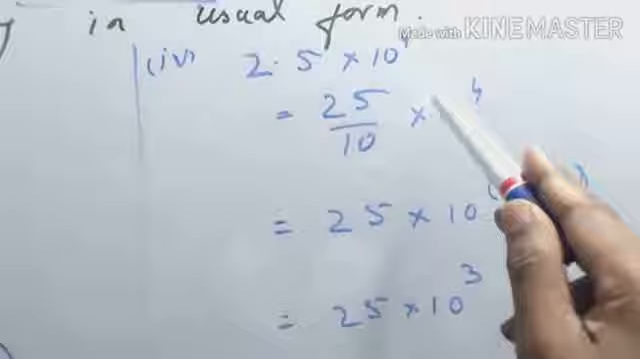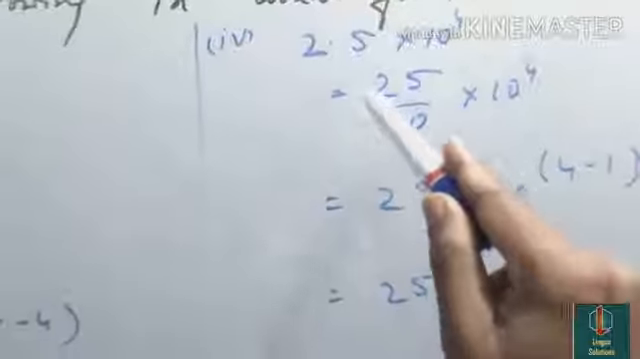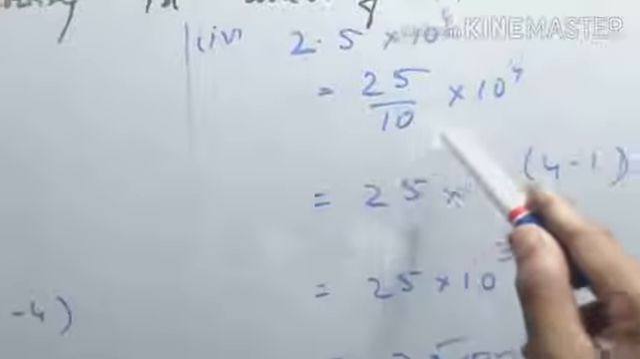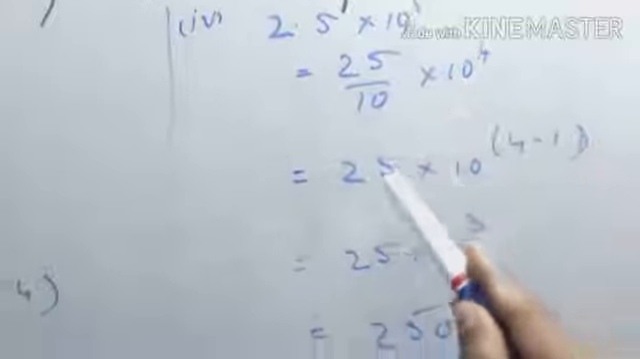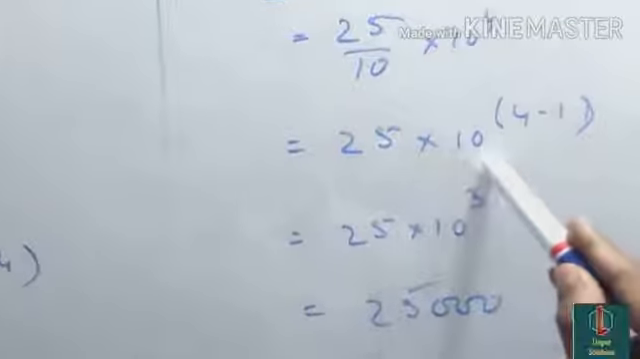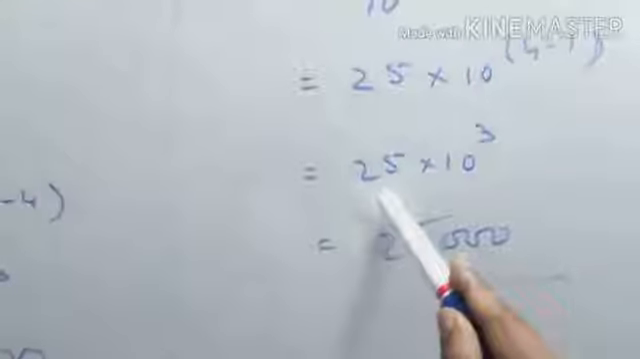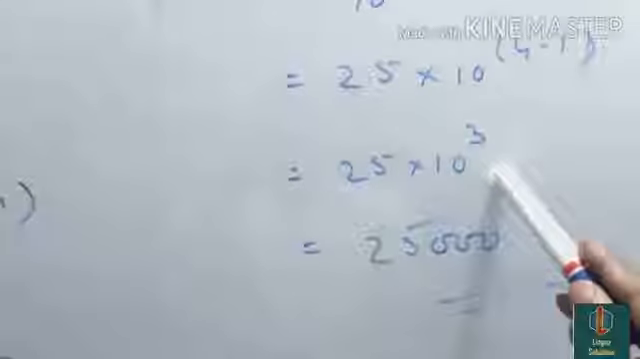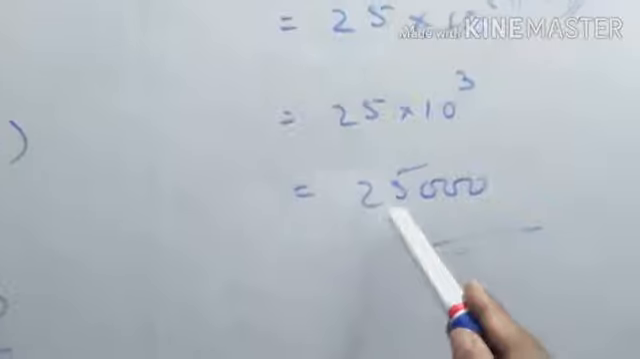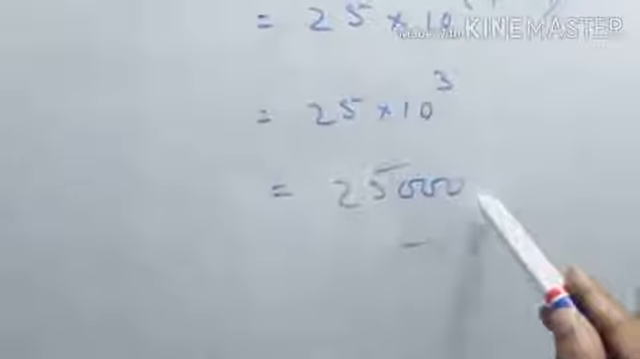Now next one, 2.5 into 10 to the power 4 is equal to 25 by 10 into 10 to the power 4, which is equal to 25 into 10 to the power 4 minus 1, which is equal to 25 into 10 to the power 3, which is equal to 25,000. This is the answer.